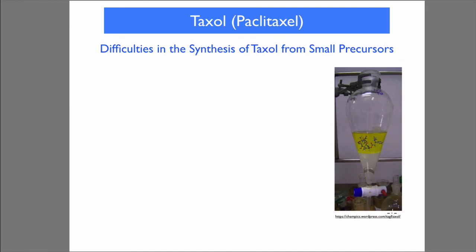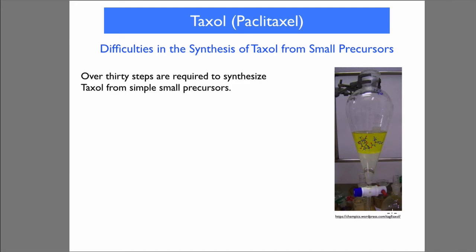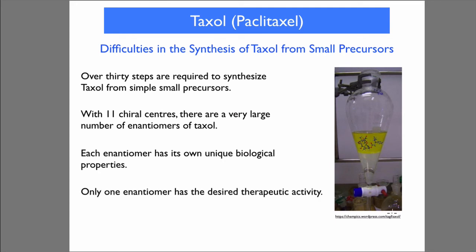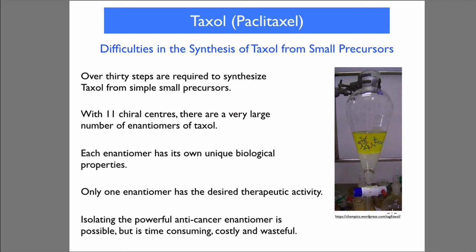Difficulties in the synthesis of Taxol from small precursors. Over 30 steps are required to synthesize Taxol from small precursors. With 11 chiral centers, there are very large numbers of enantiomers of Taxol, and each enantiomer has its own unique biological property. Only one enantiomer has the desired therapeutic activity. Isolating the powerful anti-cancer enantiomer is possible, but it is time-consuming, costly, and wasteful.